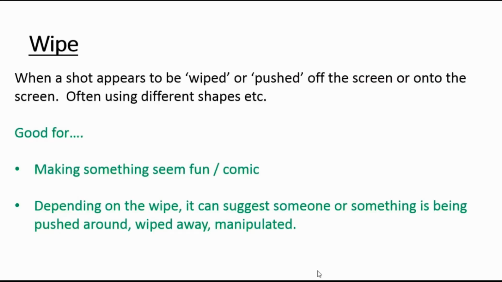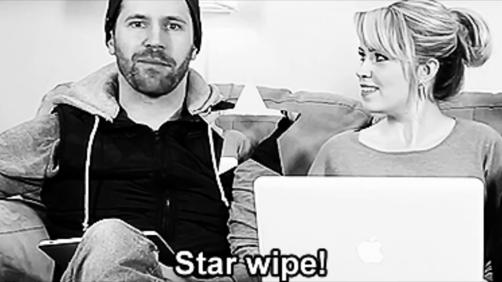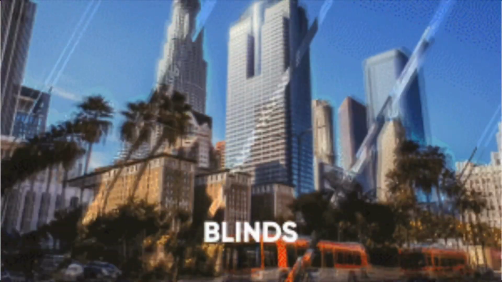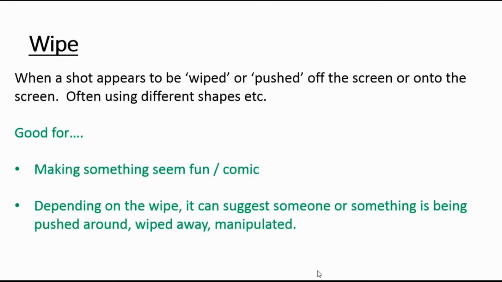Sometimes it's just a straight line where the whole shot seems to push or be pushed off of the screen or onto the screen. Sometimes they will use shapes like a star wipe, or you have something called a blind wipe that looks like the blinds you get at windows. It can make something seem quite fun or comic because it does stand out. It definitely takes away the realism because we tend to notice them.